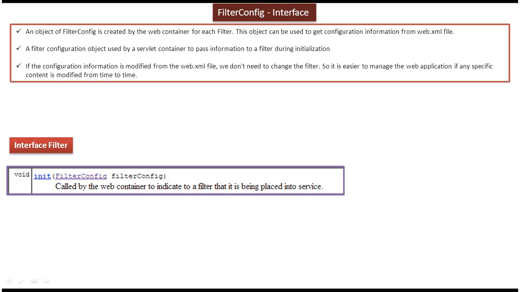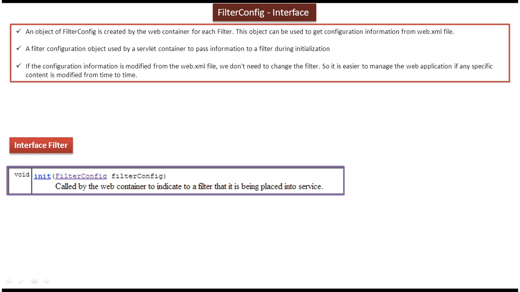Hi, in this video tutorial I will cover the FilterConfig interface. This FilterConfig object will be created by the servlet container or web container for each filter. Suppose in our application there are three filters, then three FilterConfig objects will be created by the web container. Using the FilterConfig object we can get configuration information from the web.xml file.